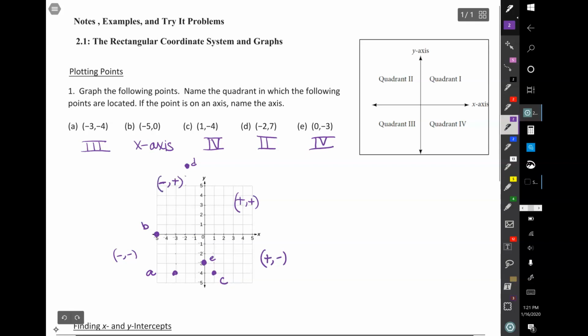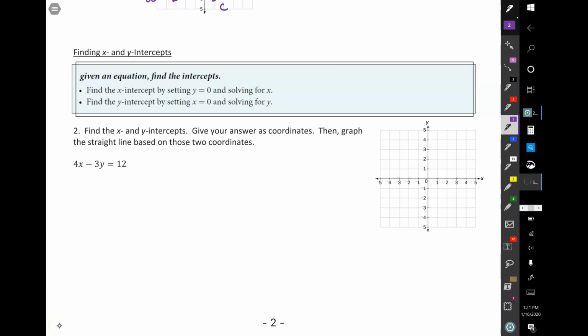And then quadrant 3 is negative, negative, and quadrant 4 is positive, negative. So you'll have some brief practice with that in the electronic homework and maybe the paper homework. We're going to do one here, finding x and y intercepts, and I'm going to show you some quick methods to do that as well. It's pretty common to plot a line this way.